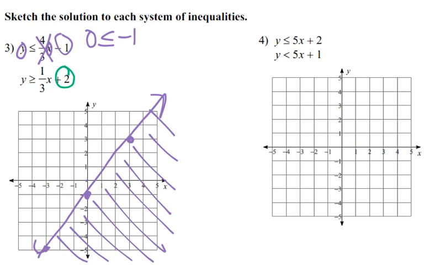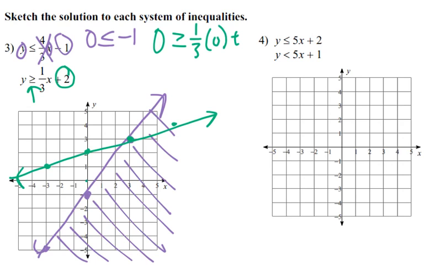Then on my second one, I graph it. Positive 2, slope of up 1 to the right 3. Now where they intersect is great, but it really doesn't help us. It's not what we need to know. It's also got the equal to, so I draw a solid line. Now where do we shade? Pick your test point 0, 0. 0 for y, 0 for x. Is 0 greater than or equal to 2? Nope, so I shade this side.